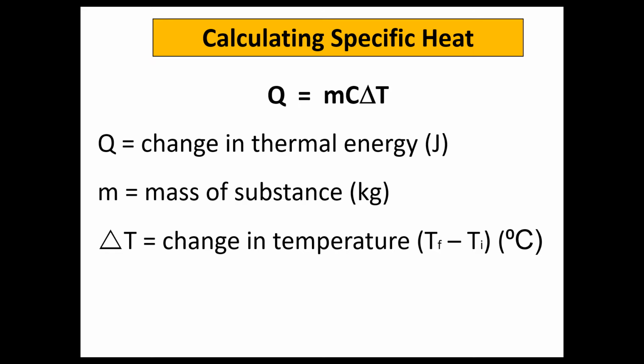But in some cases, it will tell you in the word problem that the temperature of this object changed from 10 degrees Celsius to 5 degrees Celsius. And if that is the case, then you're going to have to do a little bit of subtraction work to figure out the change in temperature. But it's really easy. Final temperature minus initial temperature.